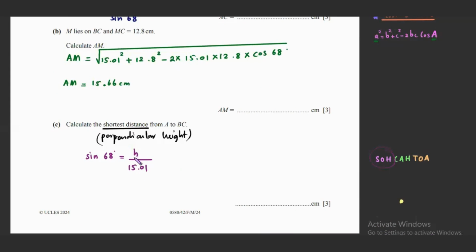Now I need to make H the subject because that is the shortest distance from A to BC. So to do that, I need to bring this 15.01 to the other side. So it will get multiplied with sine 68. So H is equal to 15.01 times sine 68. So I'm going to put this in the calculator and see what we get as the value of H.